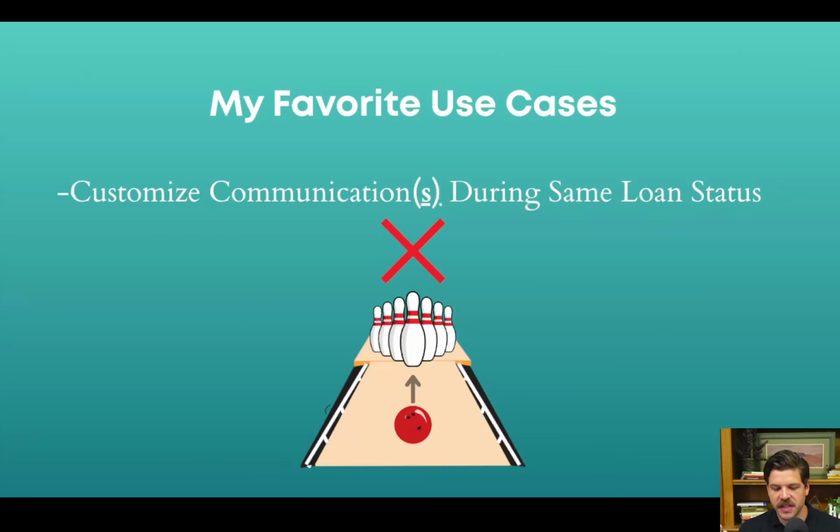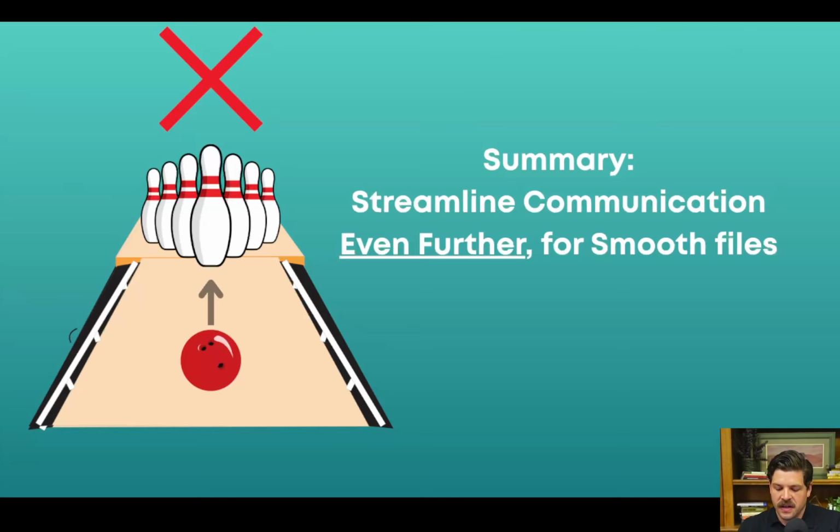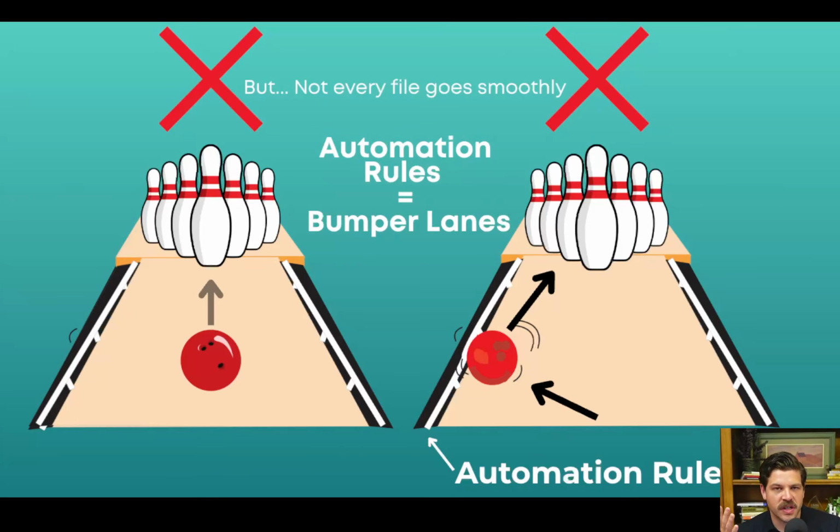So that's one favorite use case, and going back to the bowling analogy, it makes this a smooth, straightforward process for everyone. But the truth is, when you're bowling, or when you're a loan officer trying to get a file completed, there's no such thing as a file that you submit to underwriting and then you get clear to close.